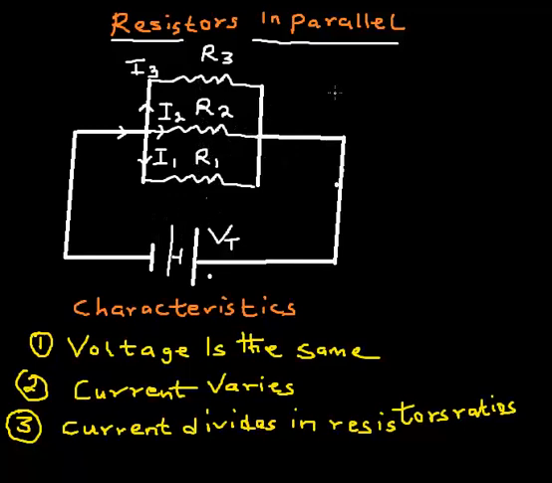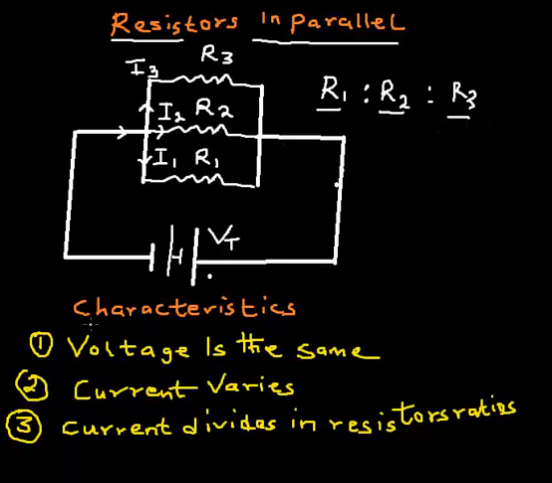The current that they are going to take will be based on their resistance, and it's going to be in ratio. It's going to be in the ratio of R1 is to R2 is to R3. So the currents I1, I2 will divide themselves in this ratio.